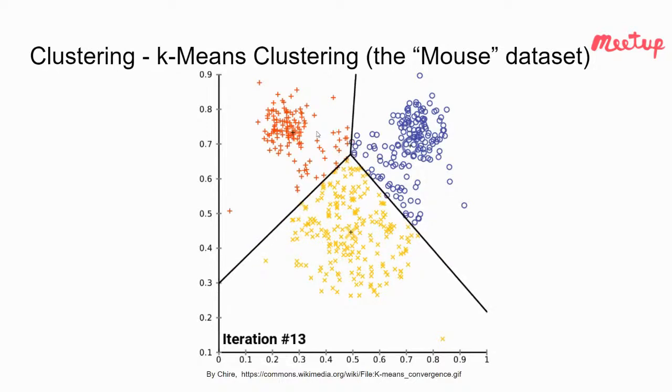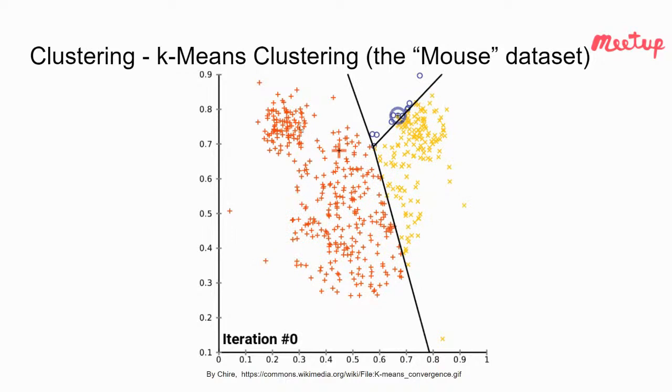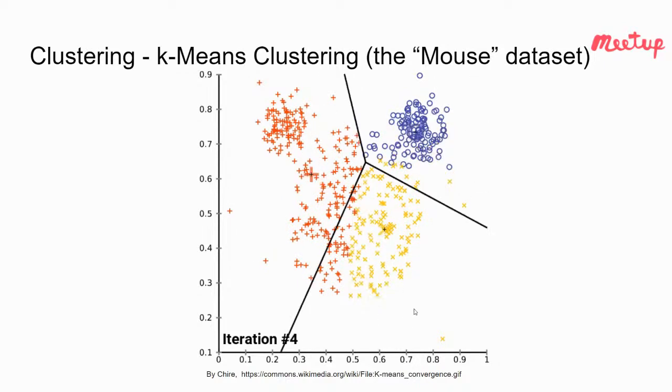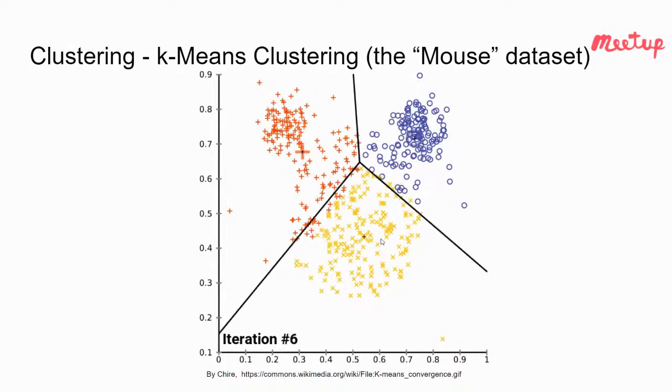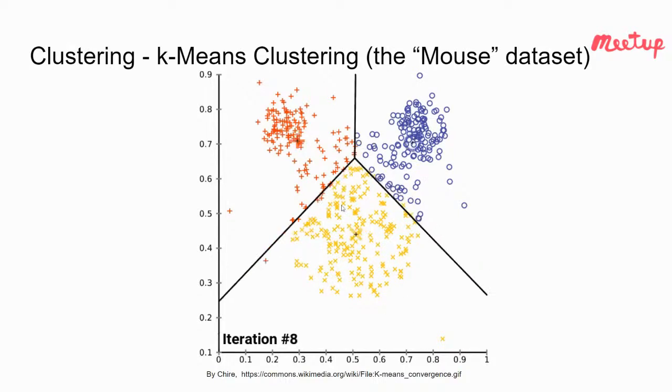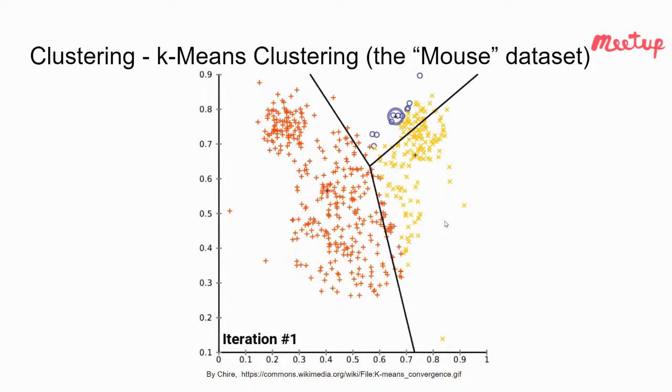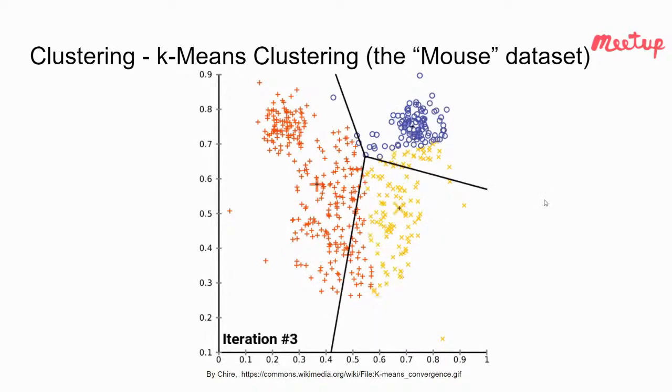And then you end up with different clusters for each of the ears. Obviously, there's some overlap between parts of Mickey Mouse's head, but then it converges to one for each ear and one for the main face, if you will. So that's how k-means clustering works.